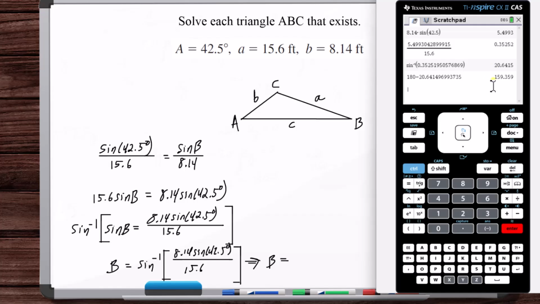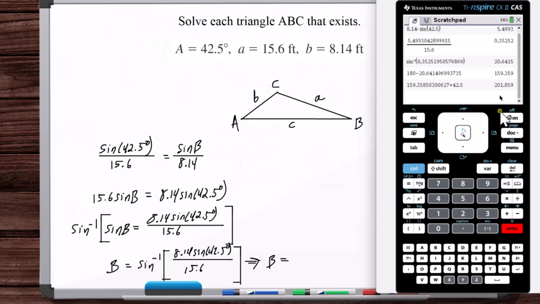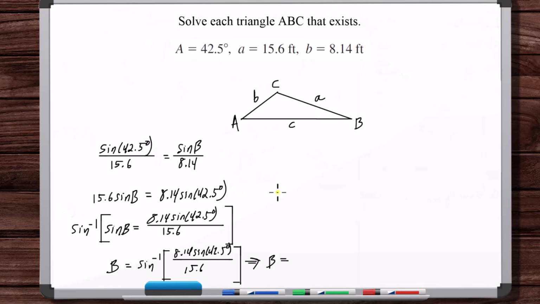But we know that this is the case where we only have one triangle. There's not going to be two possibilities. What we talked about in the previous video going through this section was that if you add this possibility to the angle that you're given, we can't have this as an angle. That's greater than 180. There's no way. So this is not a possibility. So the only option is B is 20.6 degrees. Okay, so now we've got angle A, angle B, side length A, side length B.